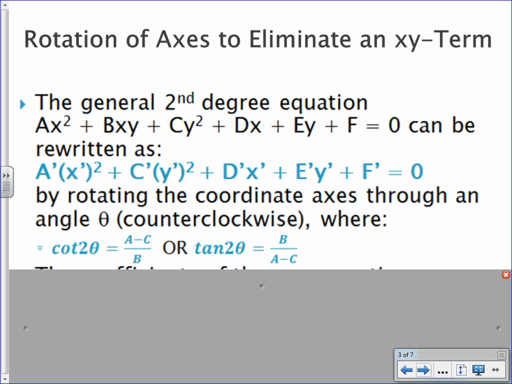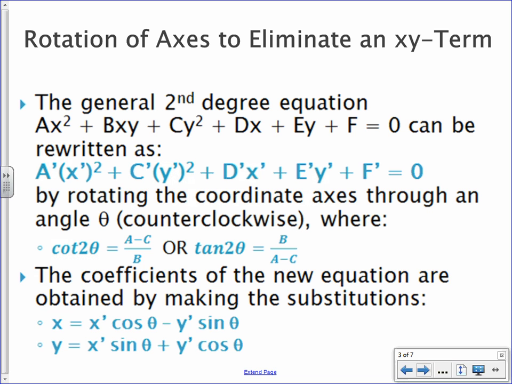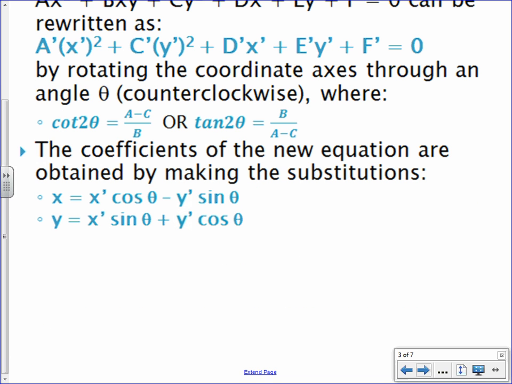Okay. So then, with this angle, we are going to redefine our variables. We want to write our equation in terms of x prime and y prime. This is how we're going to do it. Our x is going to become x prime cosine theta minus y prime sine theta. And our y variable is going to become x prime sine theta plus y prime cosine theta.